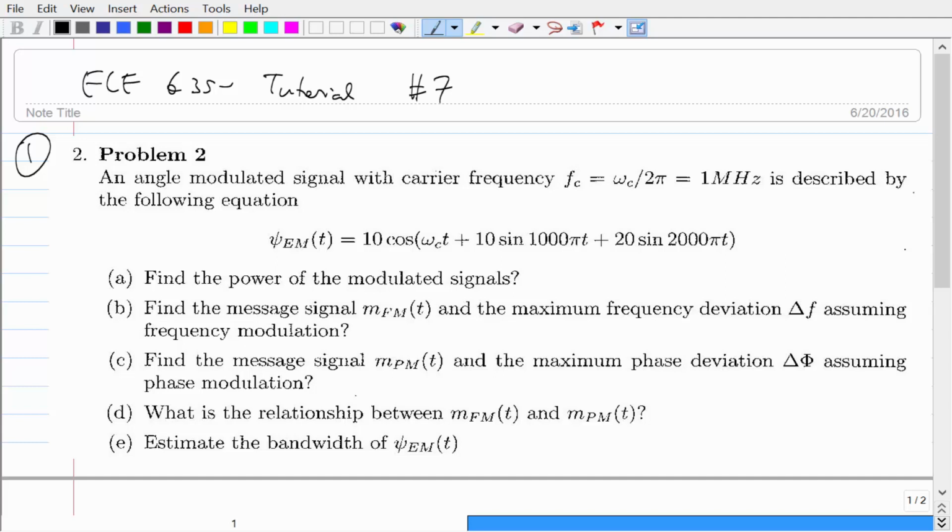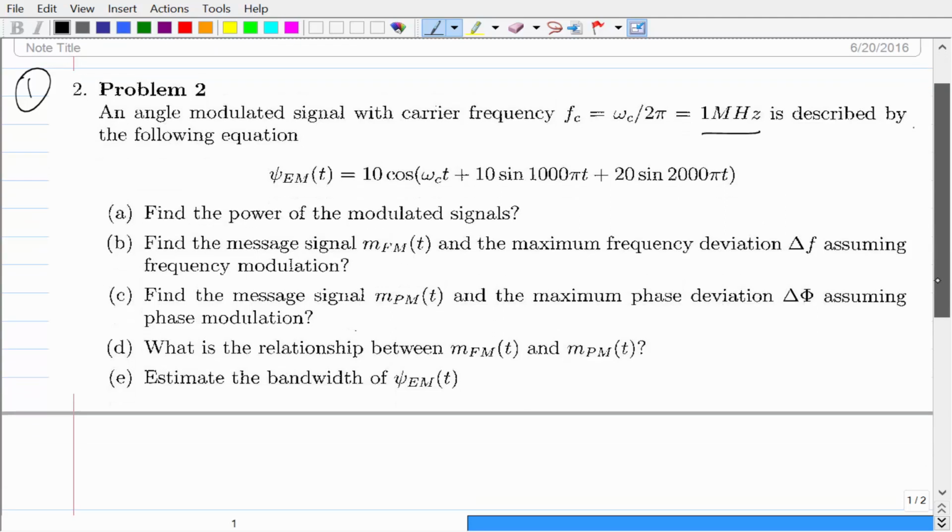Okay. So here's the first question. We're going to go back to basics and take a look at angle modulated signals in general. We've got an angle modulated signal with a carrier frequency of 1 megahertz, or omega c of 2 million pi radians per second, doesn't matter. We don't know which modulation scheme was used, phase modulation or frequency modulation, but we're going to take a look at both cases and go from there.